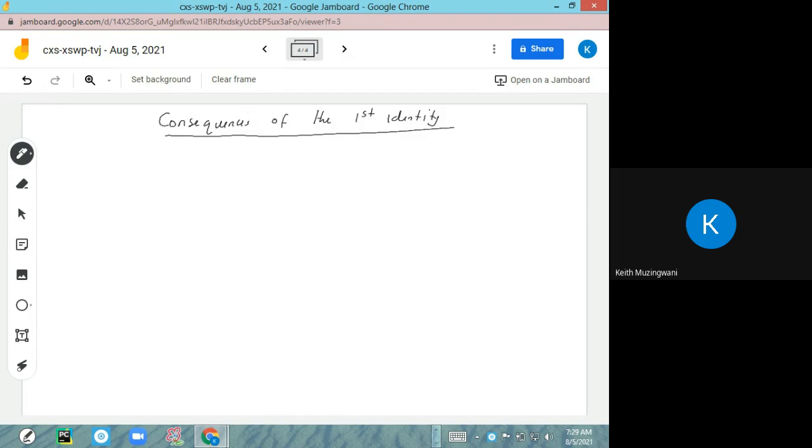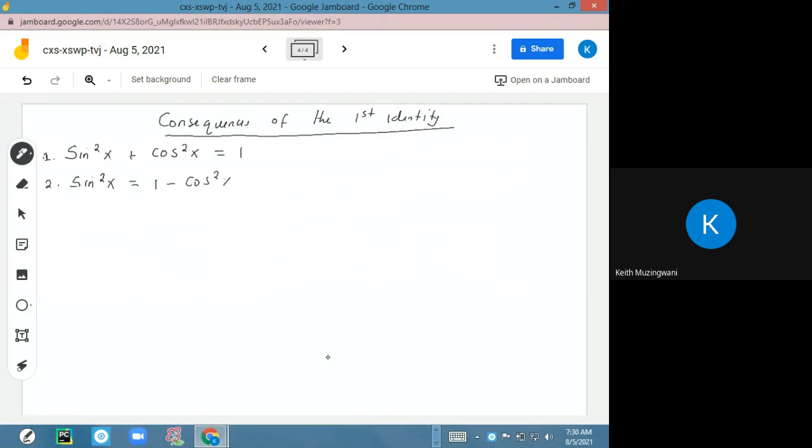Okay. Consequences of the first identity, the one we call the most important one: sine squared x plus cos squared x is equal to 1. You can see that from this one, if we take cos the other side, we'll have sine squared x equal to 1 minus cos squared x. The third one, cos squared x will be the same as 1 minus sine squared x.